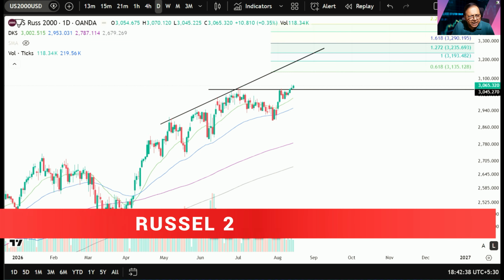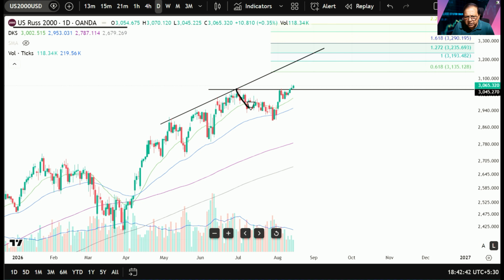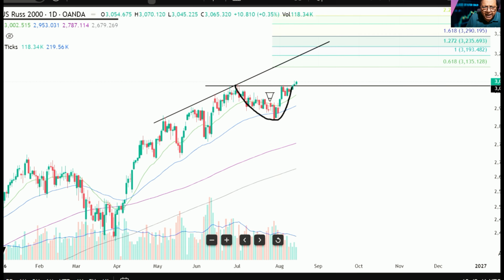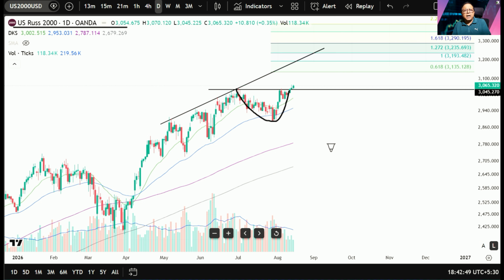This is the daily price chart of Russell 2000 index. What we can see here, it was a breakout of a continuation chart pattern, a cup and handle pattern. So if you calculate the next potential target by using the Fibonacci extension tool on this cup and handle pattern, the 61.8% expansion comes at 3,135, while 100% expansion comes at 3,193.